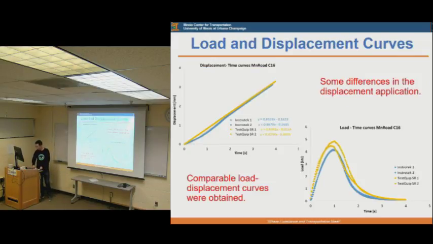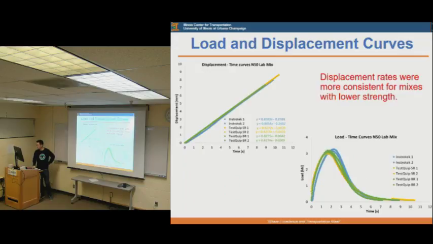And then I'll move to the results part for this project. First, I want to show you guys the displacement time curve and the load time curve. The figure on your left-hand side is the displacement time curve from the Maine Roads C16 mixture, and the figure on the right-hand side is the load time curve from the Maine Roads C16 mixture. What we can conclude from these two figures is that there are some differences in the displacement application, and also comparable load displacement curves can be obtained.